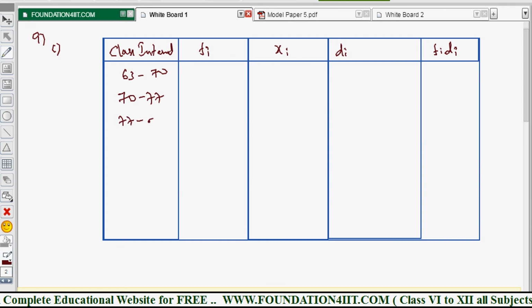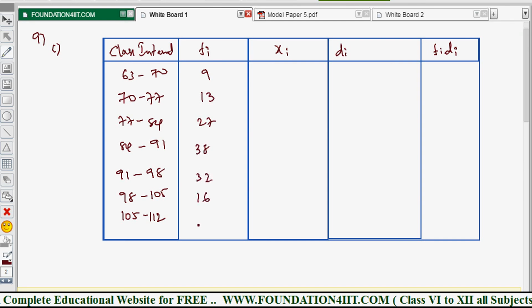77 to 84, 84 to 91, 91 to 98, 98 to 105, 7 gap here, and 105 to 112. And the frequency is given in the question, that is 9, 13, 27, 38, 32, 16 and 15. This is the given data.